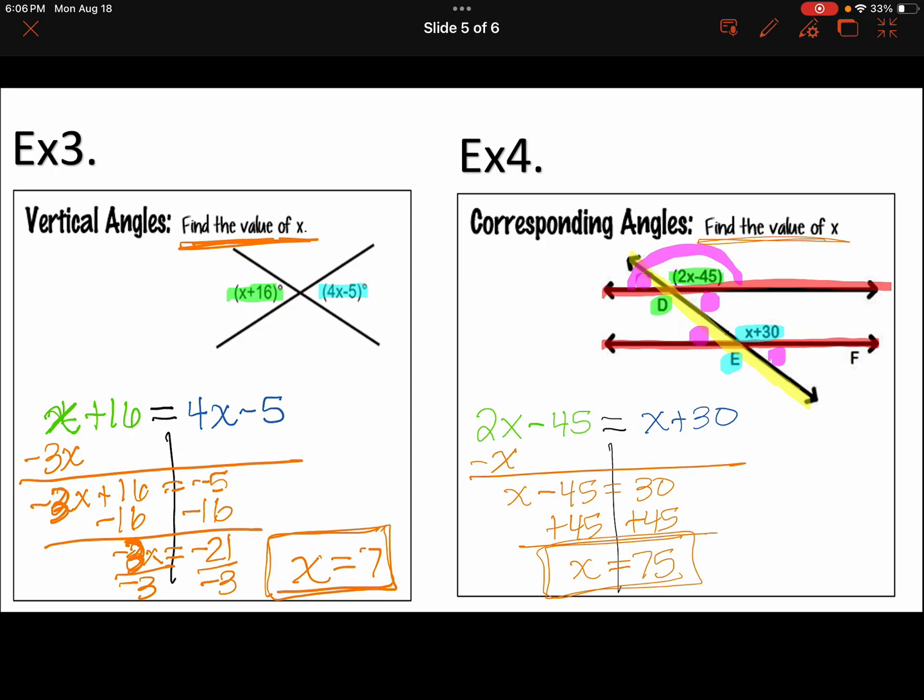So that's what I think is so cool about corresponding, is literally once we find one angle measurement, we can figure out all the other angle measurements in the entire picture. So to me, that's a really cool puzzle that just falls into place.